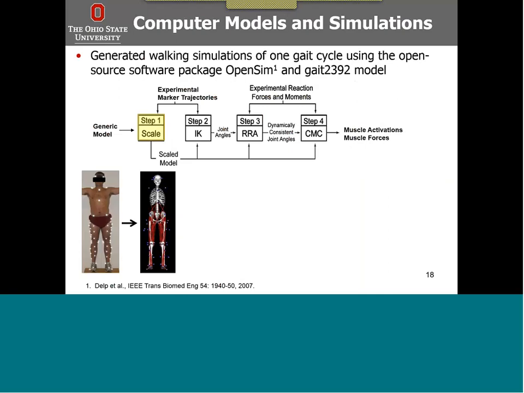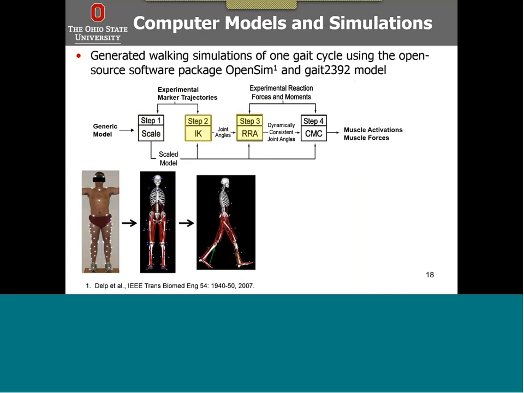First, we use a standing static calibration trial that was collected for each subject to scale the generic musculoskeletal model to match the size of the individual subject. And this uses relative distances between pairs of markers that are placed on anatomic landmarks. The experimental gait patterns were reproduced in each subject in the scaled model by solving an inverse kinematics problem. This used a weighted least squares approach to minimize the differences between experimental marker locations and the model's virtual marker locations.